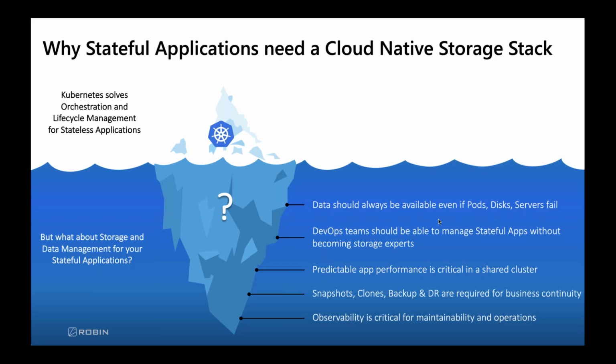And on day two, somebody provisioned a new volume, and it somehow landed on the same disk where the Cassandra volume was running. So now you will see degradation in Cassandra performance. So that's the noisy neighbor problem. Your storage stack should give you a way to have predictable app performance.